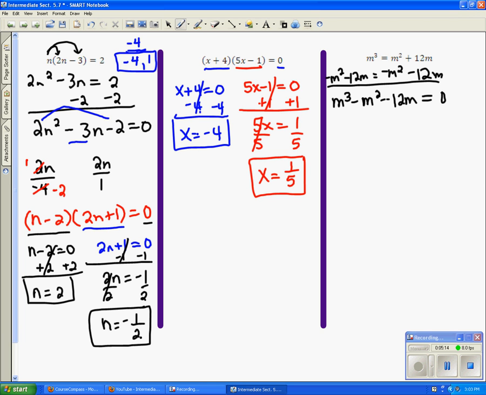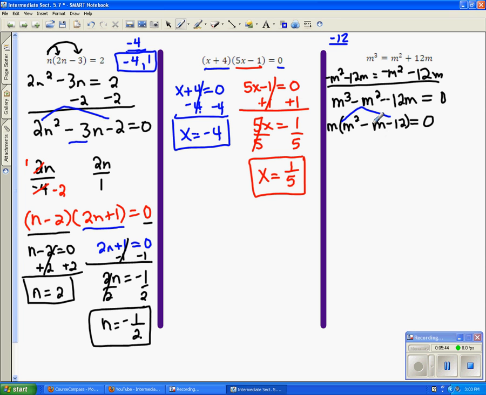Now, I always have to check for a GCF. I need to factor an m out of them. If I factor an m out of this, I have m squared minus m minus 12. Once I've taken my GCF out, I want to see if I have rooftop here. What multiplies to give me a negative 12, but it's going to add to give me a negative 1?